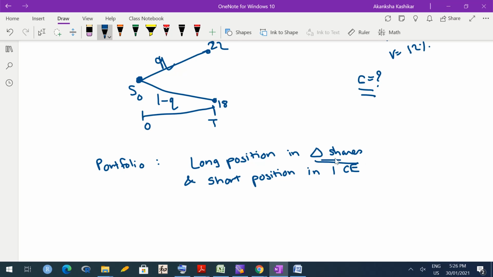Now, under the no arbitrage assumption, the value of my portfolio should remain the same. First of all, there are two things.